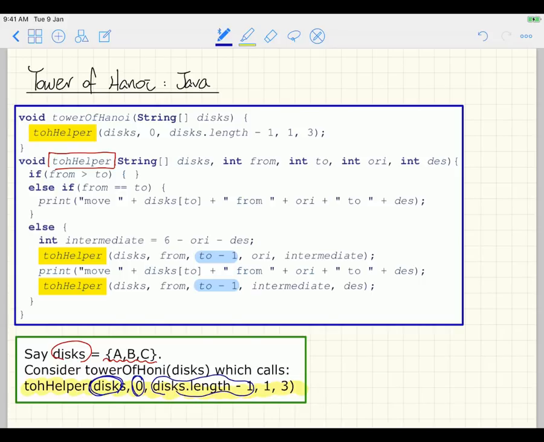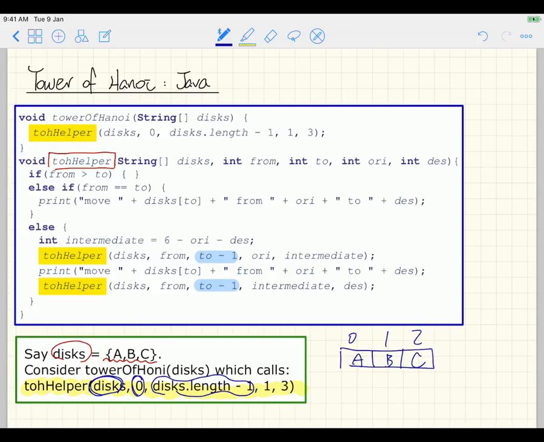In the beginning, simply from the beginning index to the last index for the disks. You can think about if these are the 3 disks that we are handling, A, B, and C, right? So we start from 0 to 3, and then at some point we're going to go from 0 to 2.